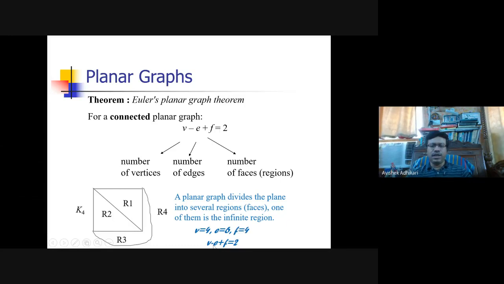So you can see that it satisfies V minus E plus F equal to 2. That means 4 minus 6 equals minus 2, plus F is 4, that means plus 2, equal to 2, and it is satisfied. And that's the celebrated theorem known as Euler's planar graph theorem.